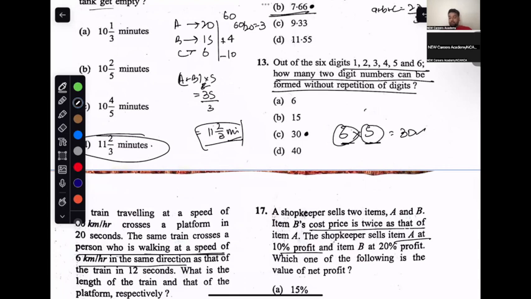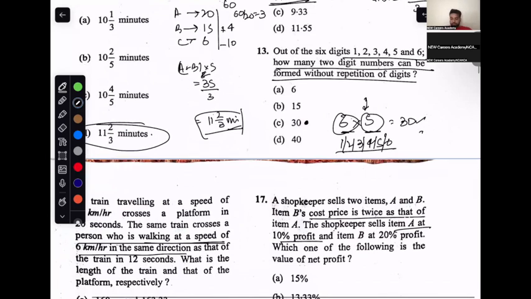Because, why did I multiply by 5? Because the next number is not going to be repeated. I can fill it as 1, 2, 3, 4, 5, and 6. If I fill it 1, I cannot fill 1. I can only fill the remaining 5s.